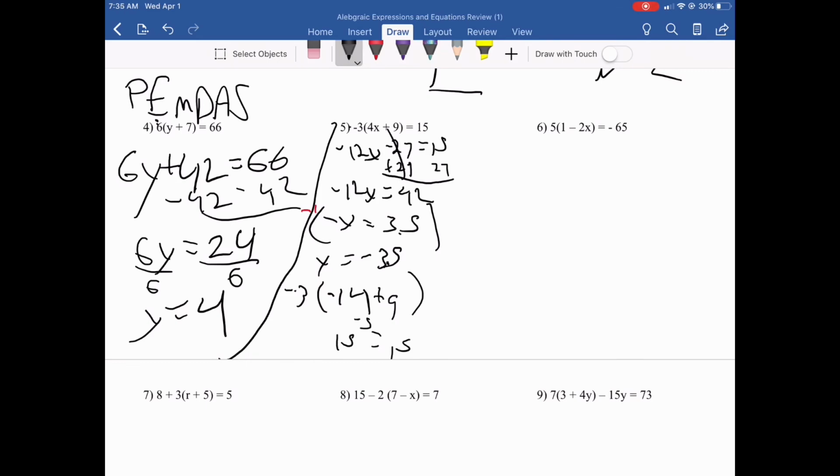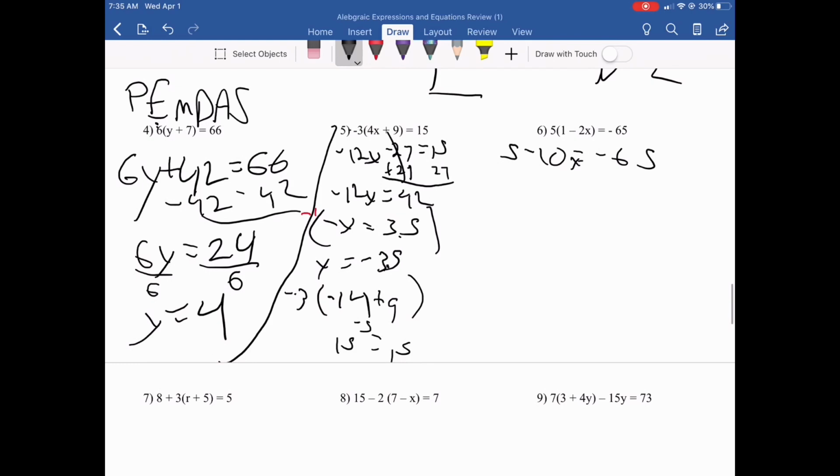On to 6. So look what we got to do. 5 times 1 is 5. 5 times negative 2x is negative 10x equals negative 65. Don't forget the variable. We want to get the variable by itself. So we're going to do negative 5 here, negative 5 here. That's going to give you negative 70 equals negative 10x.